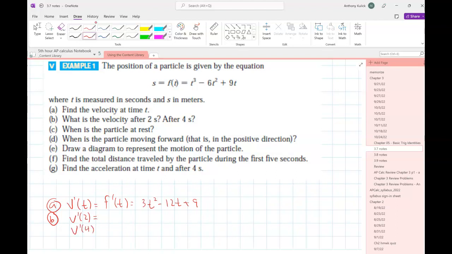Well, I'm just going to be plugging 2 in for t, since t is representing time, and plugging 4 in for t, since 4 is representing time. So what do we got here? 4 times 12 minus 24 is minus 12 plus minus 3 meters per second. We got 16 times 3, that's 48. Minus 48 plus 9 is 9.